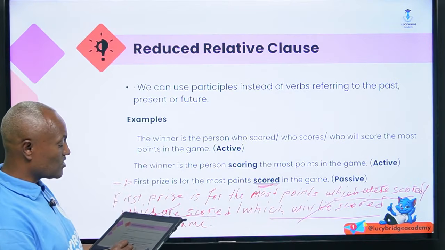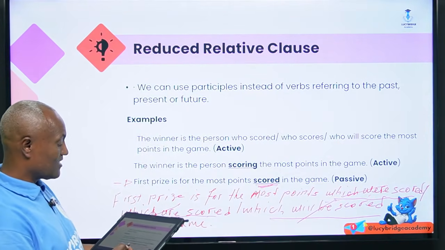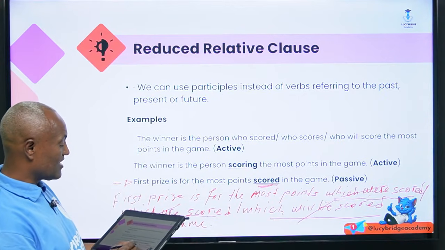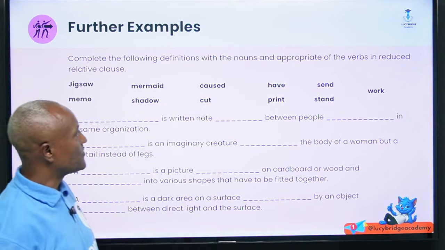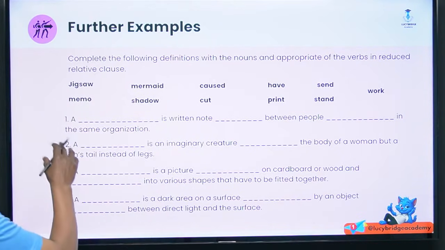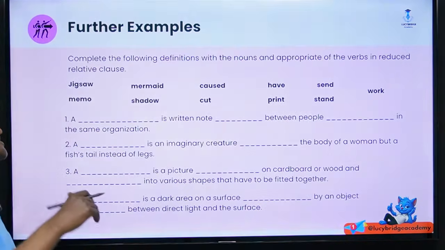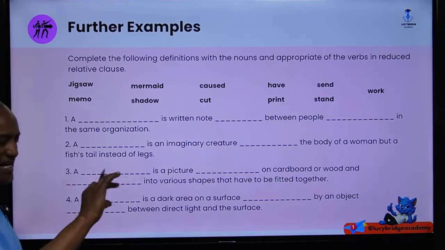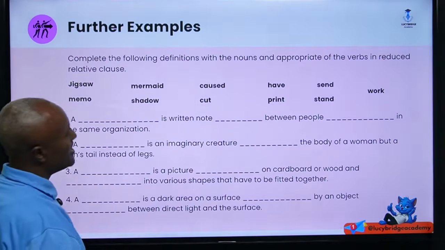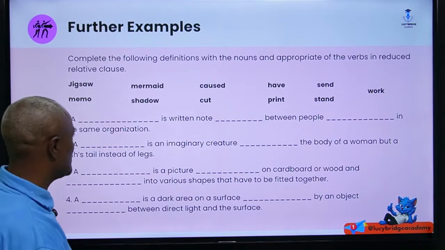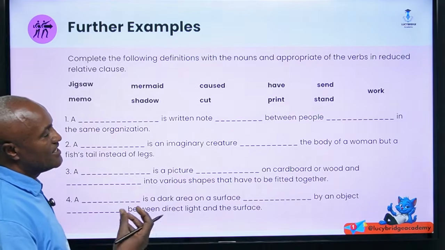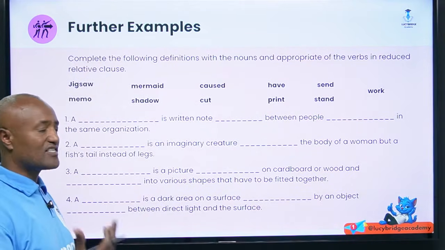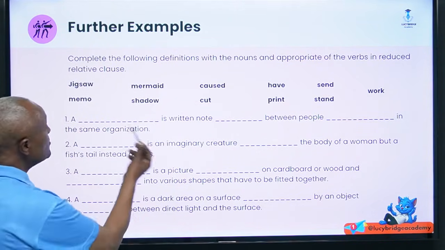First prize is for the most pointers which were scored, which are scored, which will be scored in the games. And now when we reduce this one, it will be like this. This is about the reduced relative clause. The big thing is that if the relative clause is active, we omit the relative pronoun and the main verb is changed to ing. If it is passive, we omit the relative pronoun and leave the tense as it is, that is the past participle.